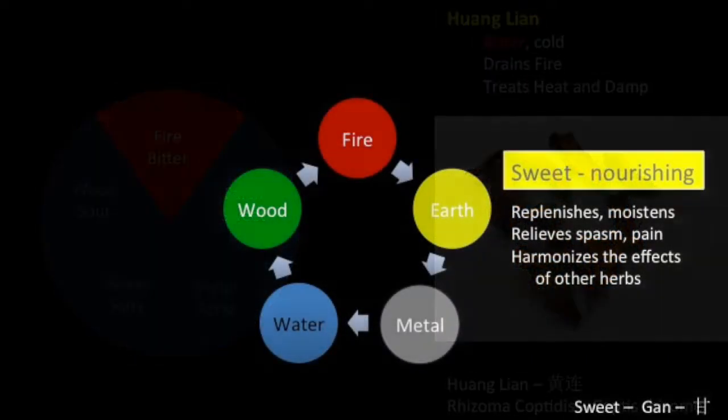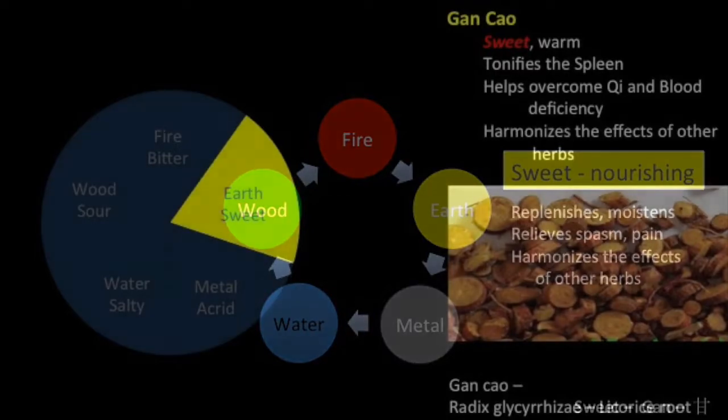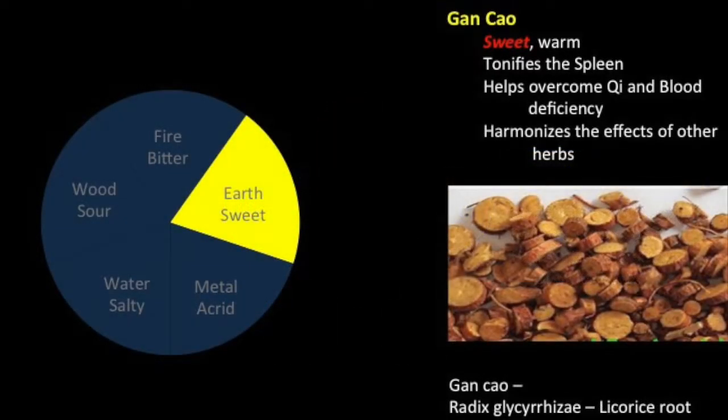Sweet nourishes and harmonizes. It replenishes and moistens. It relieves spasms and pain and harmonizes the effects of diverse herbs in a formula. Ganzao, or licorice root, is sweet. It tonifies the spleen and helps overcome qi and blood deficiency. It also harmonizes the effects of diverse herbs in formulas.